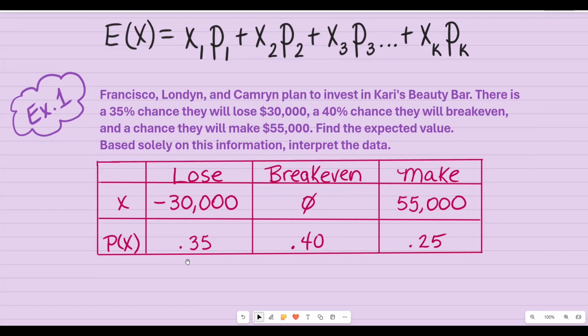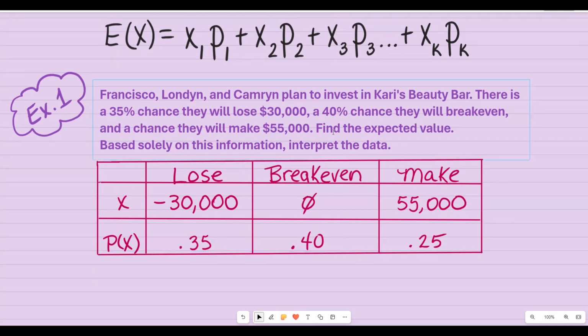So I need to know that my probability distribution has to add up to 1. Once I added 0.35 plus 0.40 and subtracted that from 1, it was 0.25. Or you could have said 100% minus 35% minus 40%. Either way, you would still get 25%, which as a decimal is 0.25.